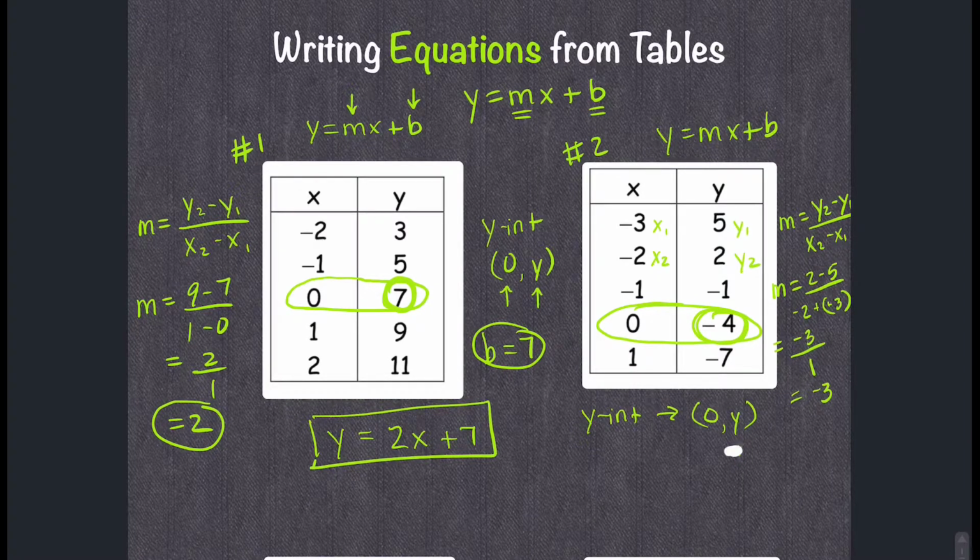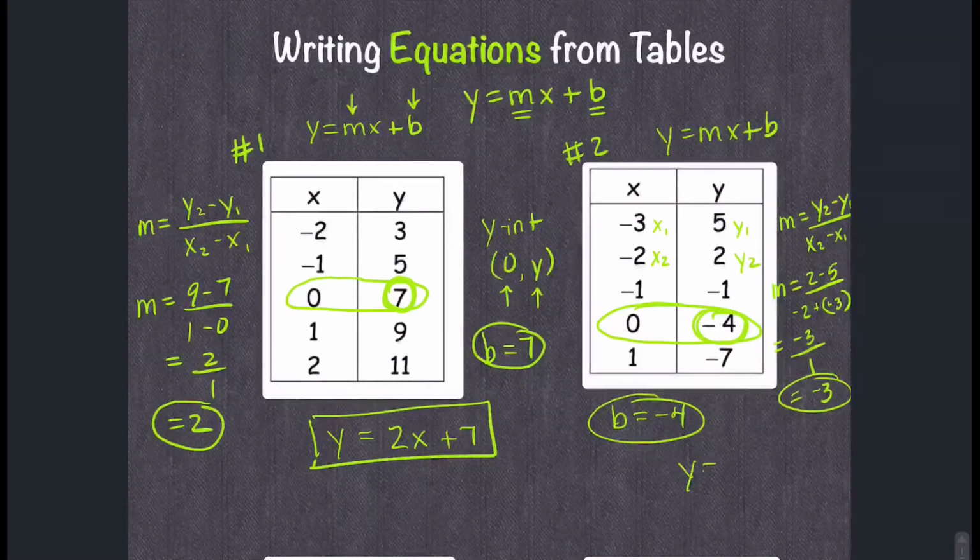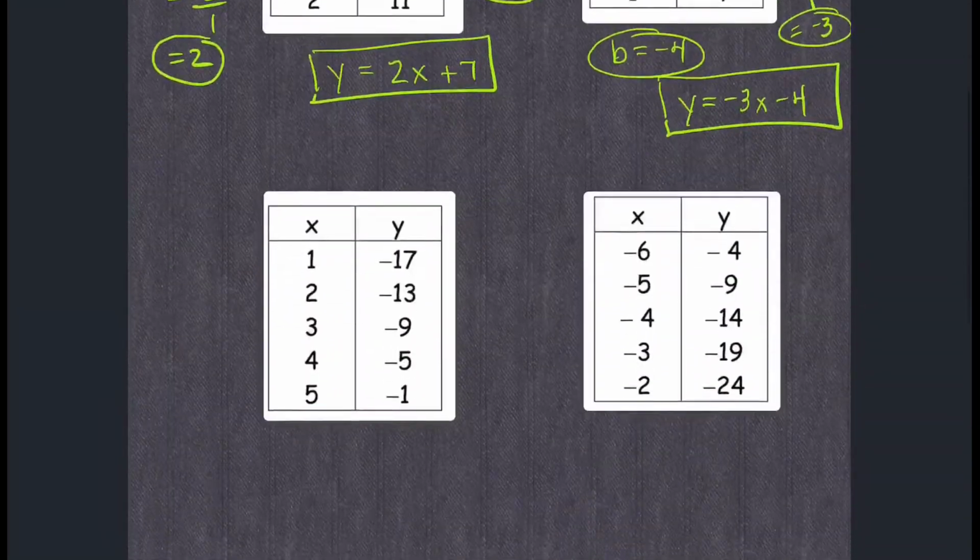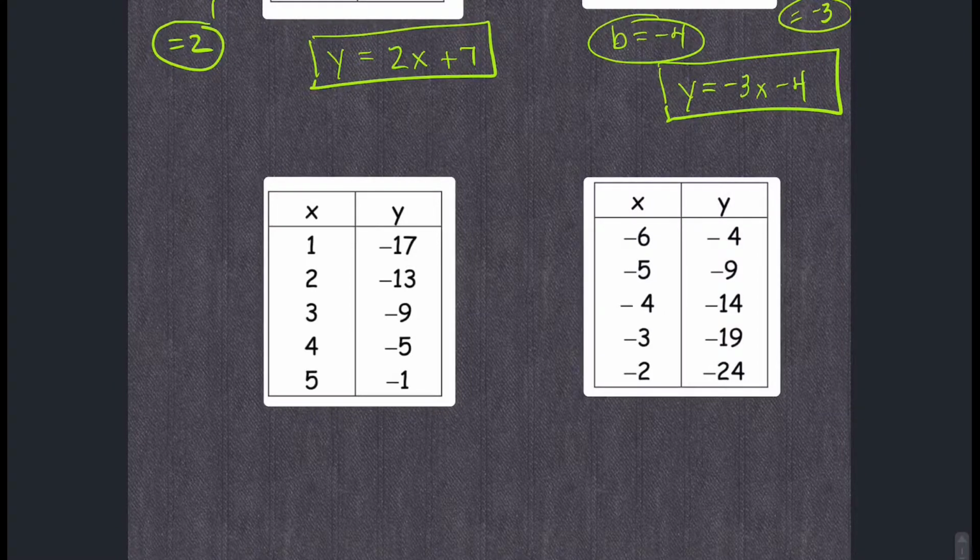So that means that our y-intercept, b, is going to be equal to -4. So when we take that and our slope and put those together in our template, we get y equals -3x minus 4. And that will be the equation for that table. Moving on down to table number 3.